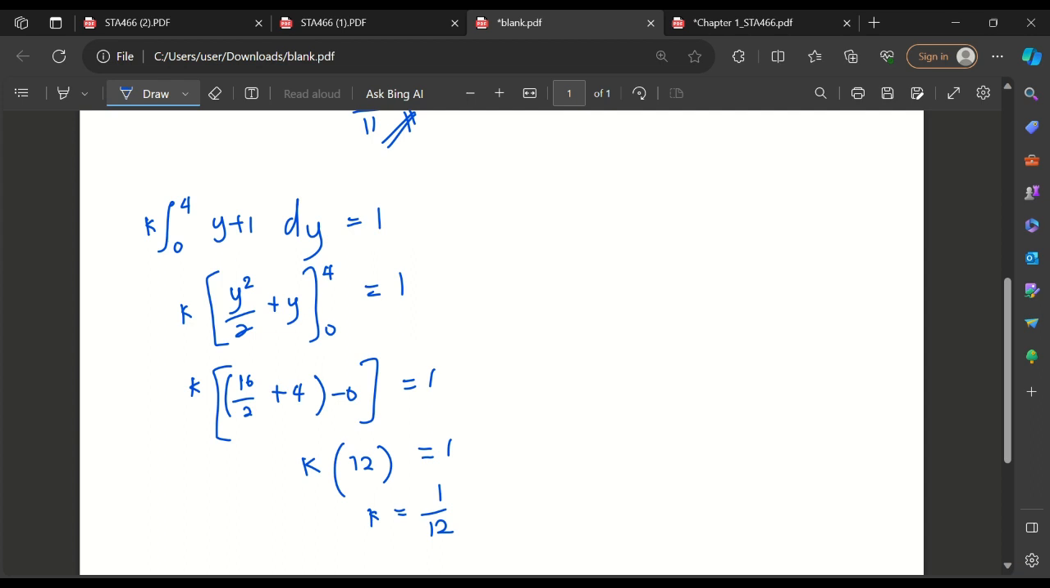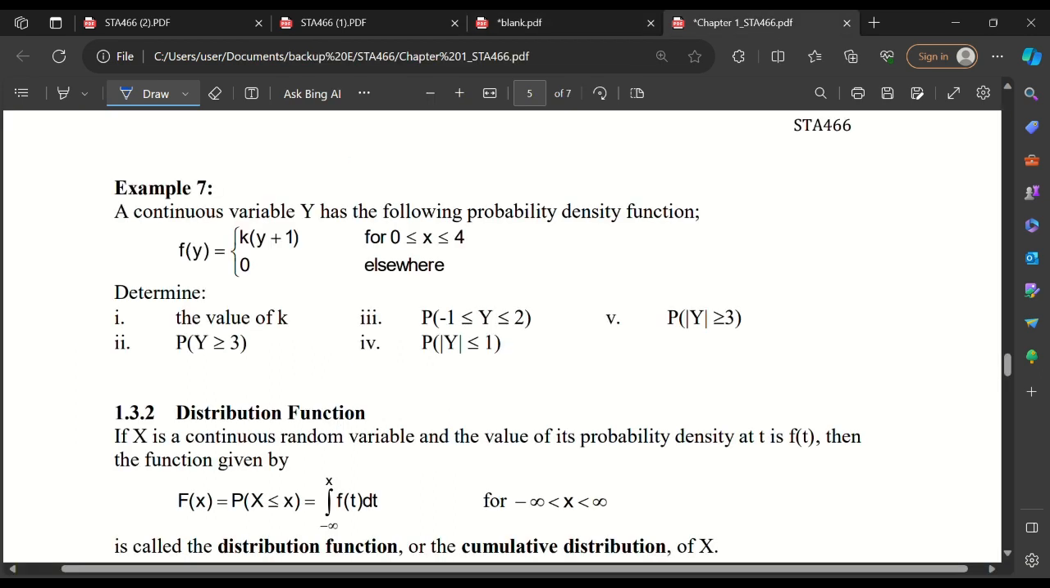So K will be 1 over 12. So here will be 1 over 12. So the one that has f(y) is 1 over 12 (y plus 1). Sorry, here it should be y. Okay, y from 0 until 4.